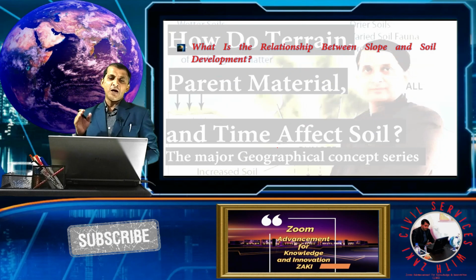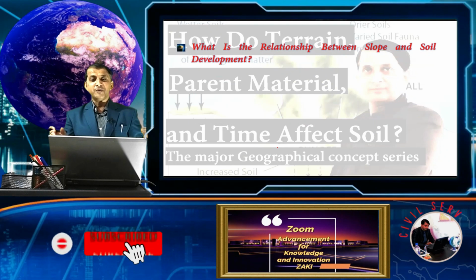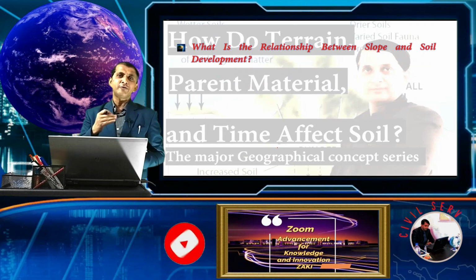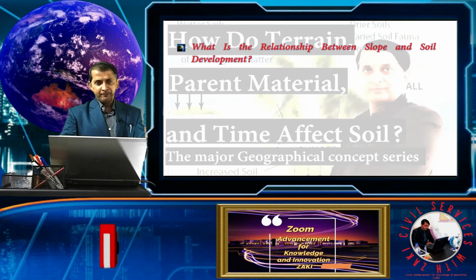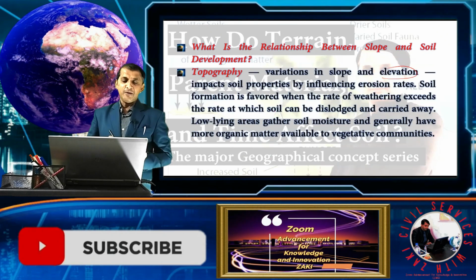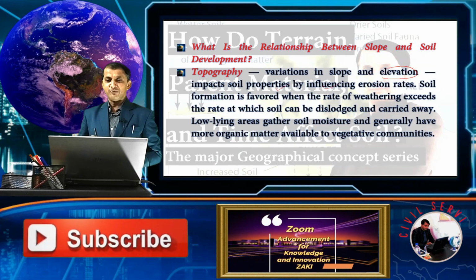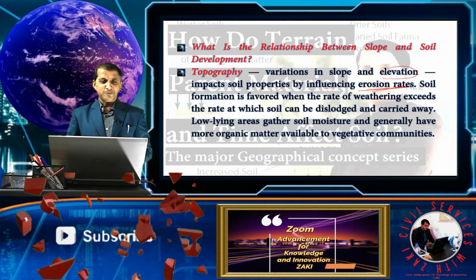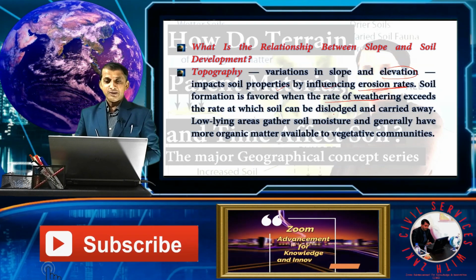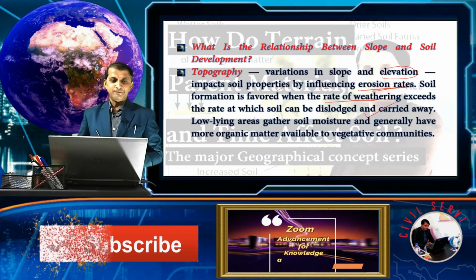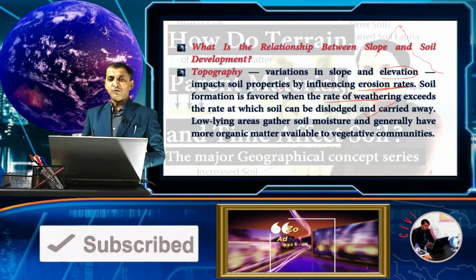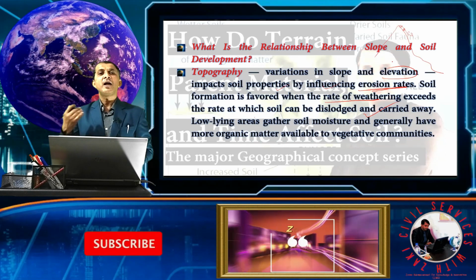First we see the relationship between the slope and soil development. Regarding the slope and soil development, first we see the topography. As you know, the variation in slope and elevation impacts soil properties by influencing the erosion rate. Soil formation is favored when the rate of weathering exceeds the rate at which soil is dislocated and carried away. If you see such a terrain, some soil forms here, but it is carried away by the erosion.